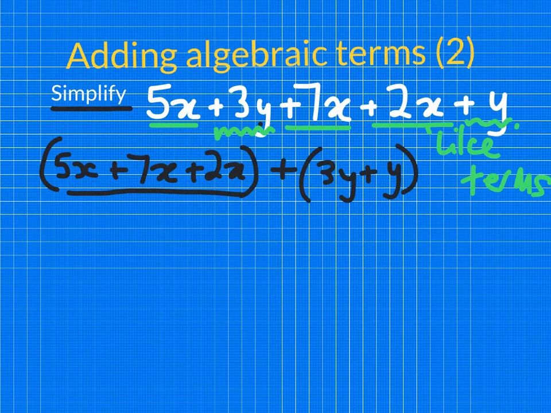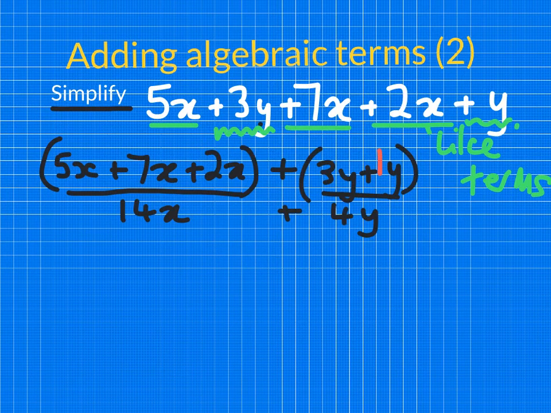5x plus 7x makes 12x. 12x plus 2x makes 14x. Plus 3y plus y. We have a single y here. That actually is a 1y. If we just have a single y, we don't often write the 1, but we can put it in here just to remind ourselves. So that 3y plus 1y makes 4y.